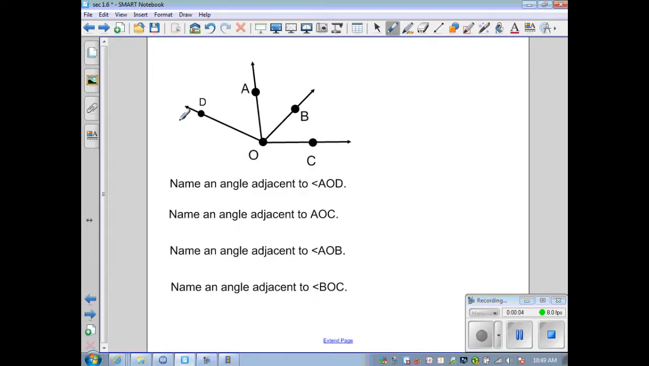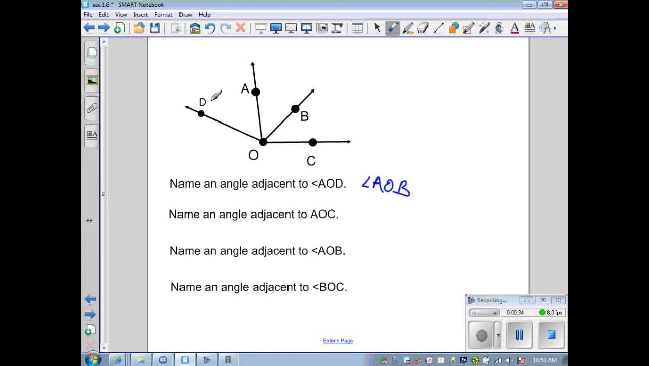Let's use this diagram to answer some questions. Name an angle adjacent to angle AOD. Here is angle AOD. I need an angle that has a common vertex and a common side, but doesn't share interior points, and is also coplanar. I'm going to use angle AOB. The common side, OA. The common vertex, point O. They don't have interior points in common, and they are on the same plane.